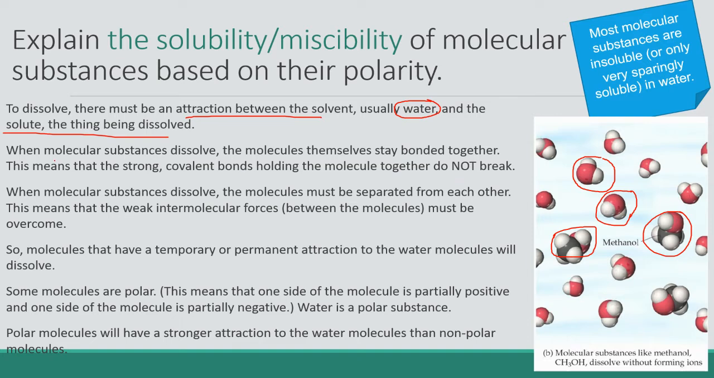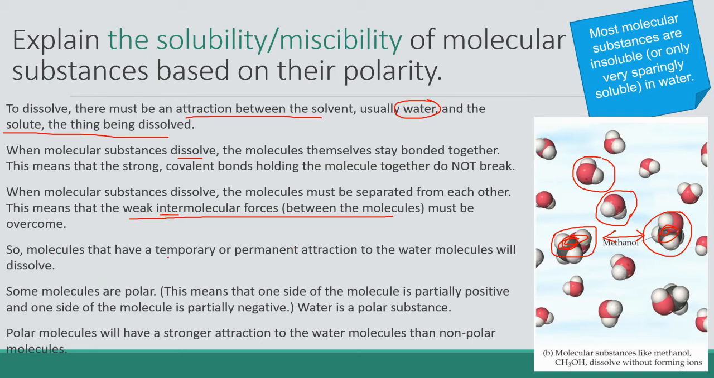When molecular substances dissolve, the molecules themselves stay bonded together. That means the strong covalent bonds holding the molecule together don't break. So there are really strong covalent bonds holding the methanol together, so it's not going to break. But what happens when it dissolves? The molecules themselves are separated from each other. When something dissolves, these weak intermolecular forces between the molecules break. Inter means between, like intermediate, between primary school and high school, between the molecules, intermolecular forces.